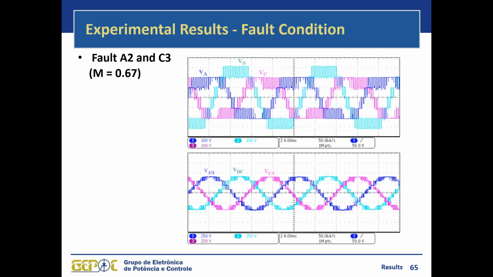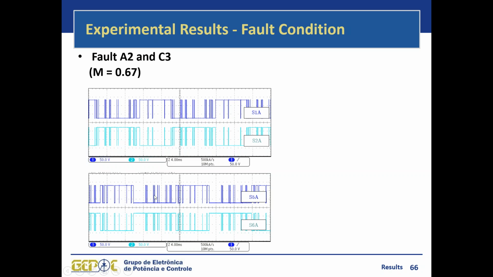Now we have a fault condition for phase A and phase C. We can see here the phase voltages and the line-to-line voltages that are balanced. And we have here the pulse distribution for the operating switches.